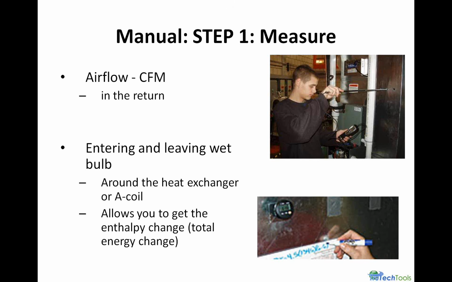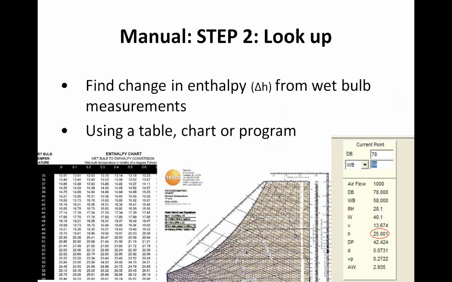We're going to measure also entering and leaving wet bulb around the coil, around the heat exchanger. So we're going to measure the wet bulb and dry bulb in the supply and the wet bulb and dry bulb in the return. We're going to use a chart to then find the change in enthalpy. So you can see here, and I'm going to show you a chart, the next one here. We can use an enthalpy lookup chart or a psychrometric chart. In this case, it used a program here.